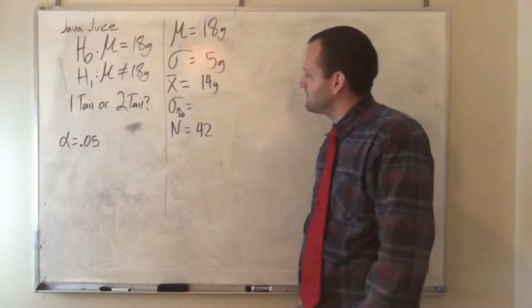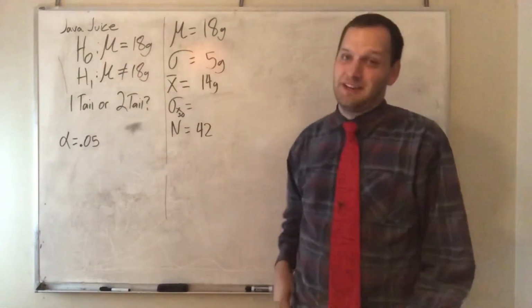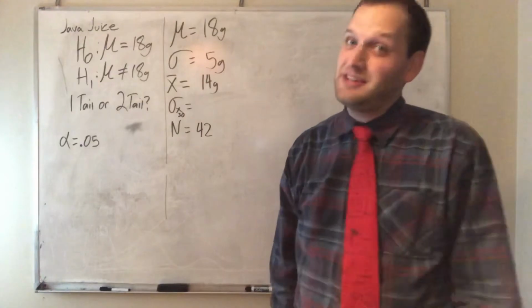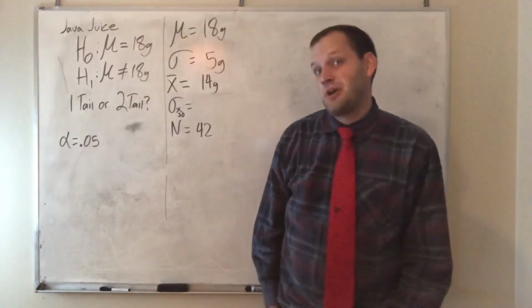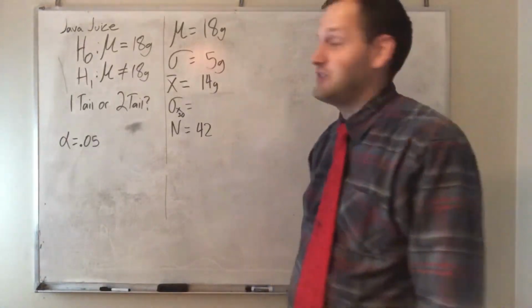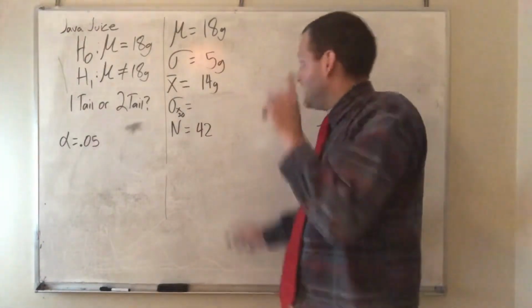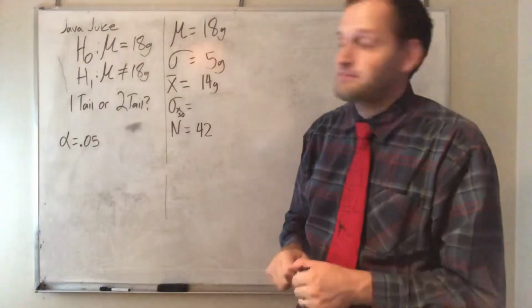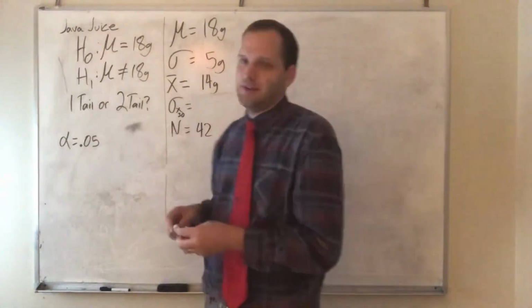So over 42 days, I'm getting an average of 14. They're saying that there should, on average, be 18 grams of sugar. Are they shorting me on sugar? And do I have enough information to tell? The standard deviation should be about 5 grams. Well, is this a one-tail or a two-tail test?